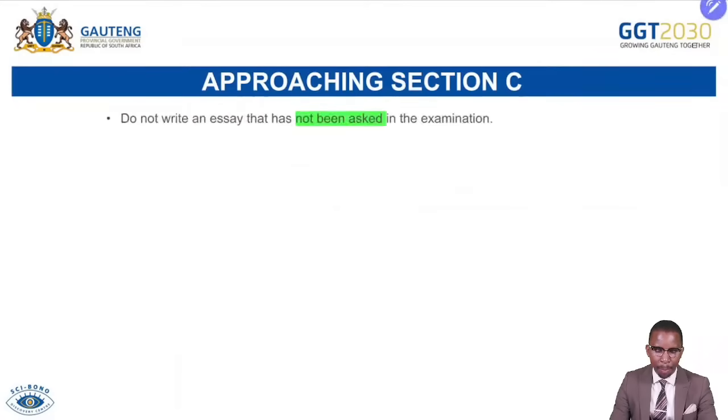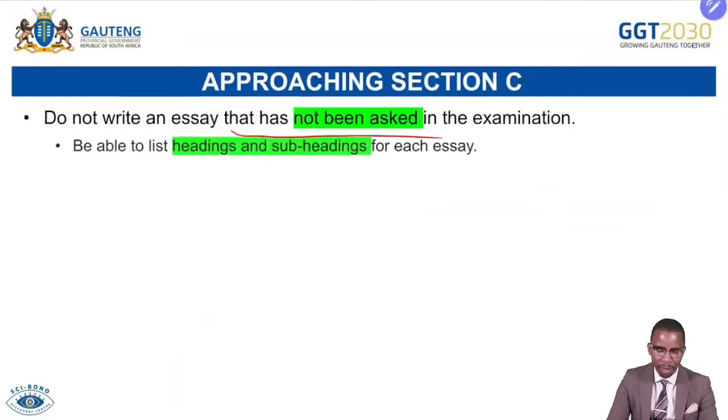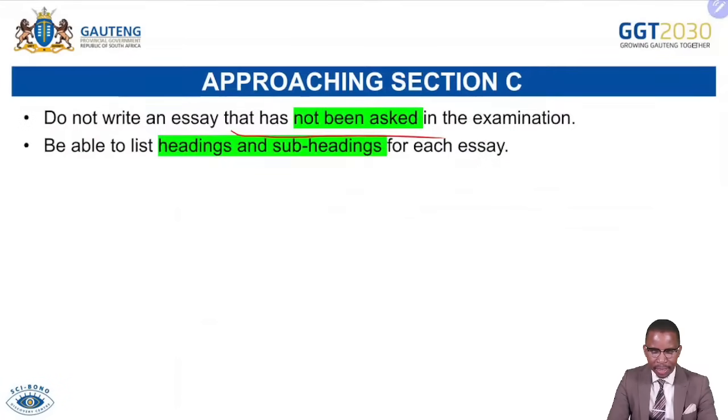And then we continue approaching Section C. How can you approach Section C easily? Do not write an essay that has not been asked. Please do not write an essay that has not been questioned in your exam. We know that some of you bring an essay that has not been questioned because you have only chosen it from the beginning of the day until today. So please ensure that you answer the question that is in the examination question paper. Be able to list headings and subheadings for each essay. This is a better strategy because if you are able to list headings that are relevant, you will then be able to get at least 8 marks for listing.